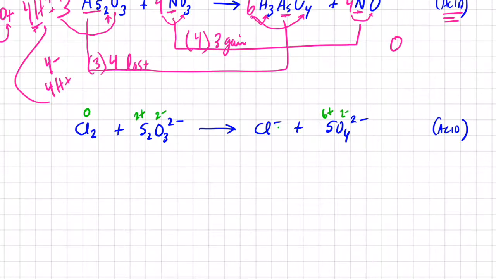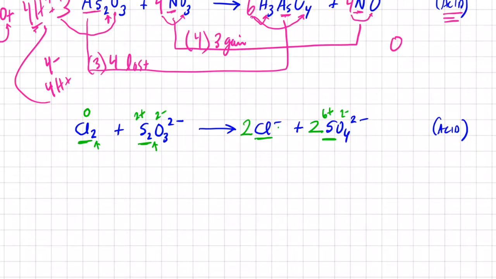Next up, let's go ahead and balance the atoms that changed oxidation numbers. Chlorine goes from 0 to -1. There are 2 chlorines there, so I need to put a 2 in front of the Cl negative there. Sulfur goes from +2 to +6. There are 2 sulfurs there. I need to put a 2 in front of the sulfate on the other side.